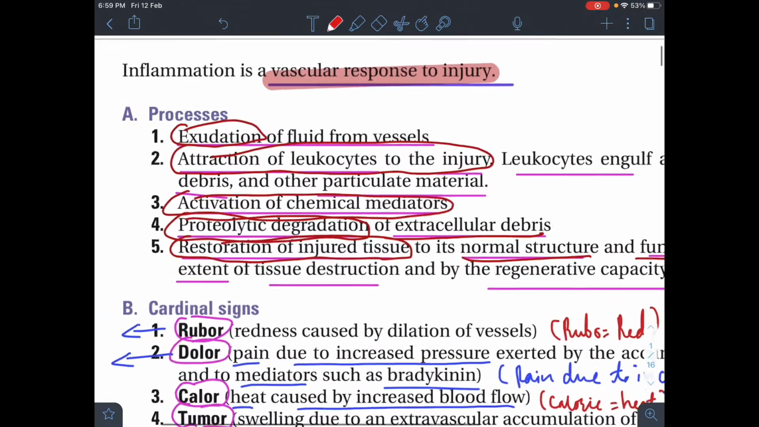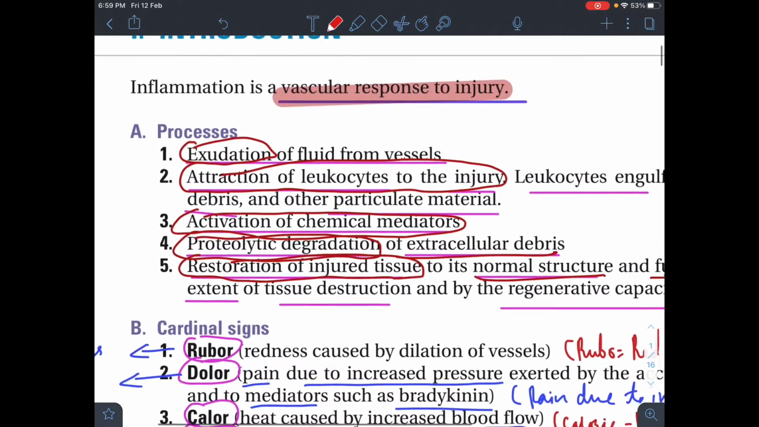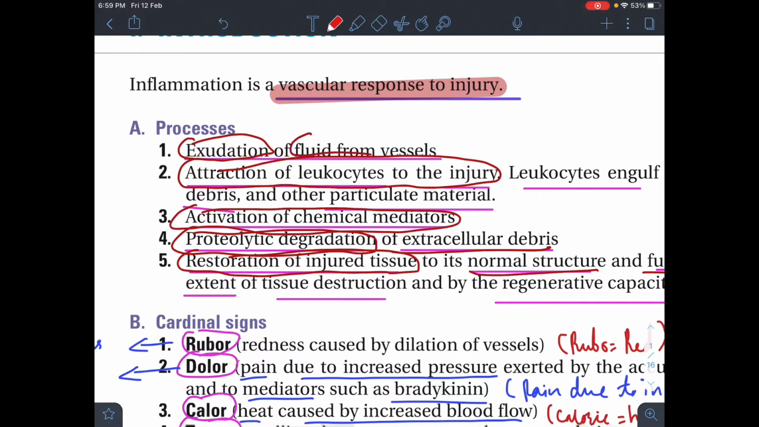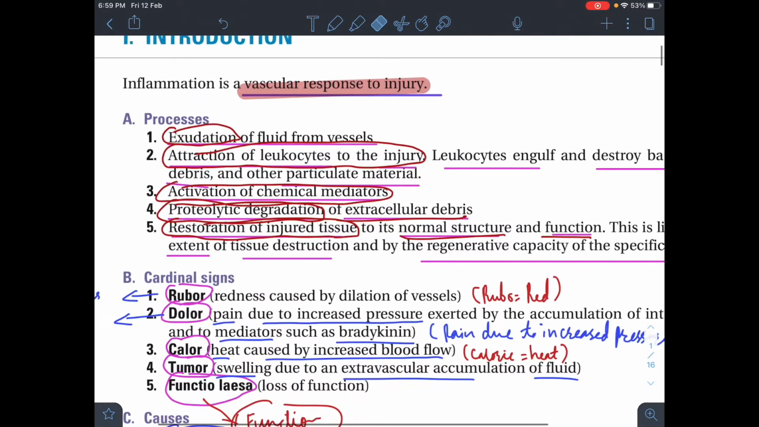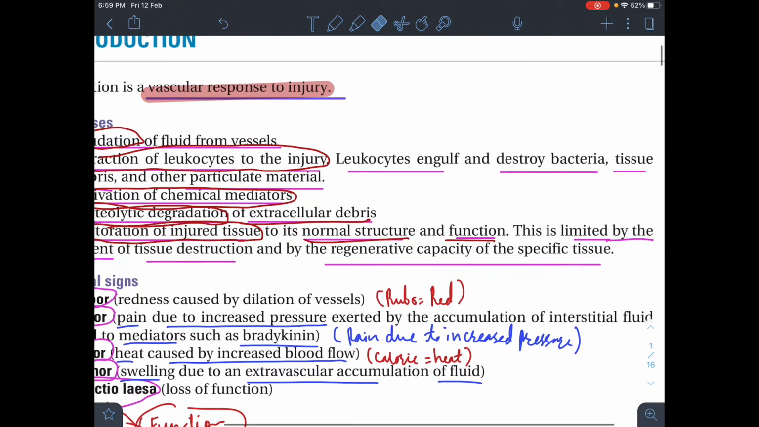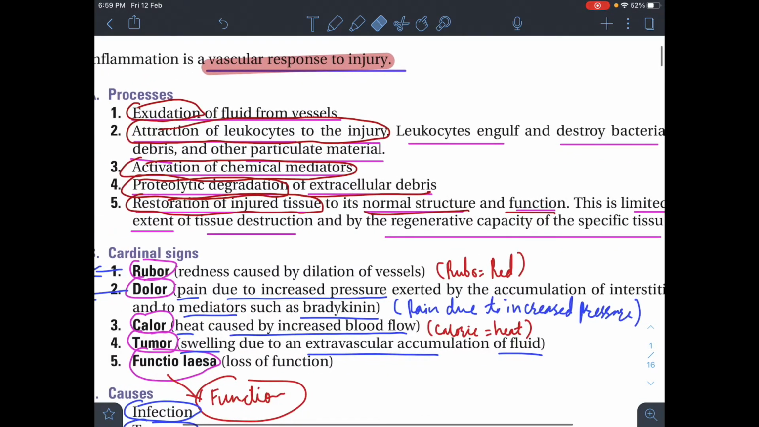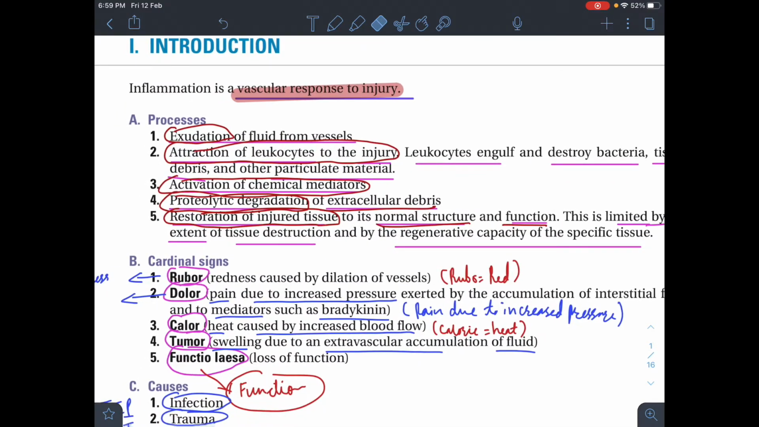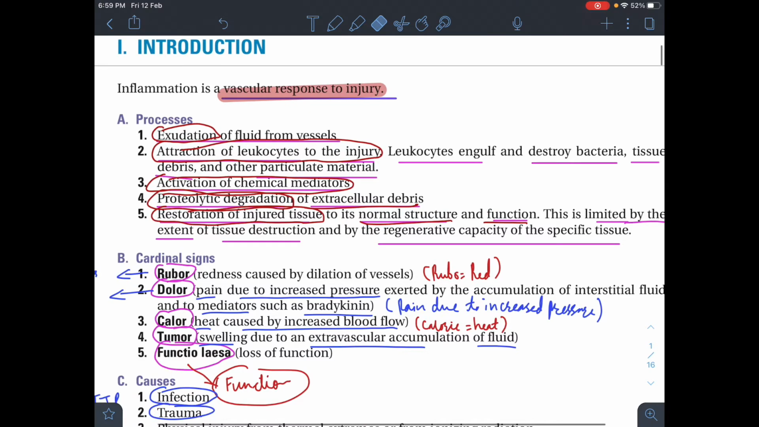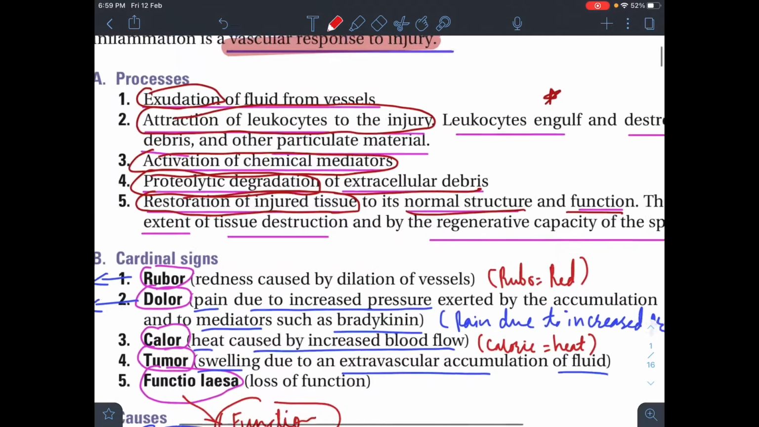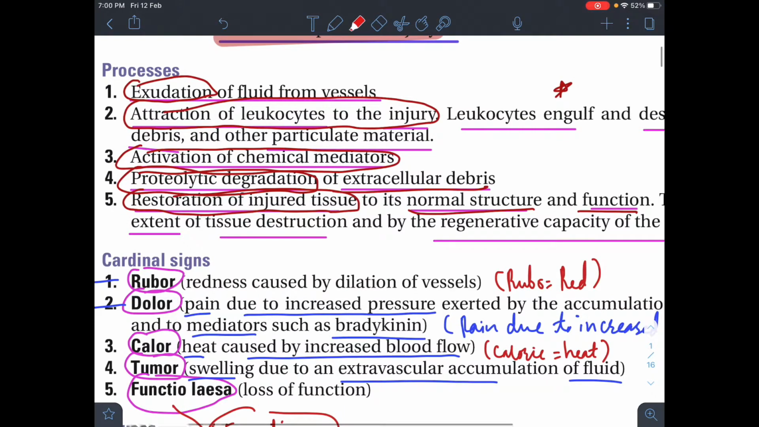So, coming to the exudation, that is the exudation of fluid from the vessels. Then the second one is the attraction of leukocytes to the injury. Leukocytes basically engulf and destroy bacteria, tissue debris, and particulate material. So this is the function of leukocytes. And the third one is the activation of chemical mediators, very important.